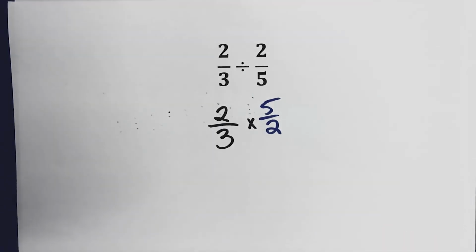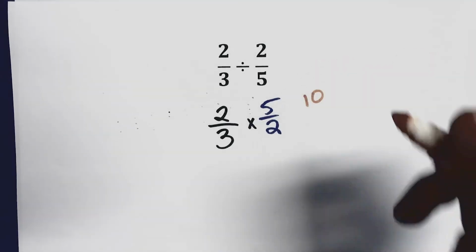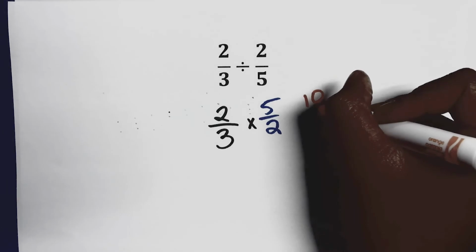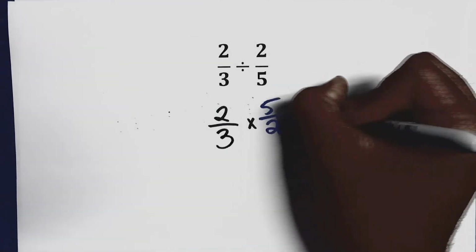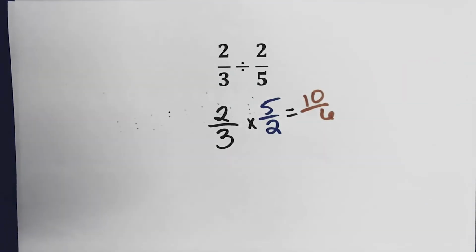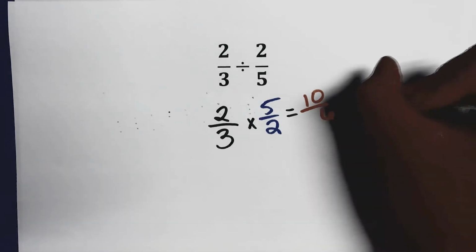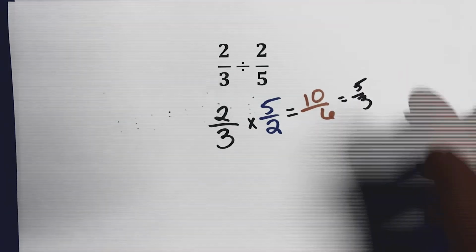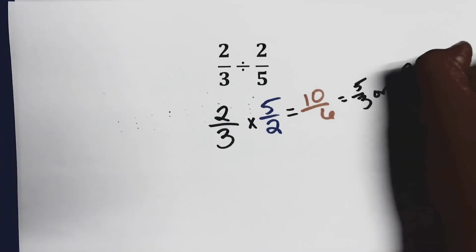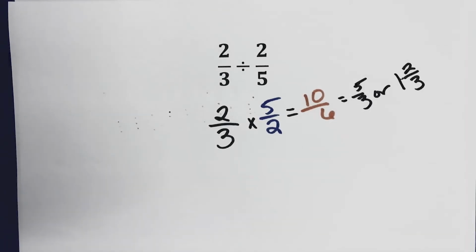My numerator times my numerator. So 2 times 5 is going to give me what? 10. 3 times 2 is going to give me 6. Good job. So another equivalent fraction to 10/6 is 5/3, or I can write this as a mixed number as 1 2/3. You guys are doing a great job. Now I want you to do the next one, and then we'll talk through it.